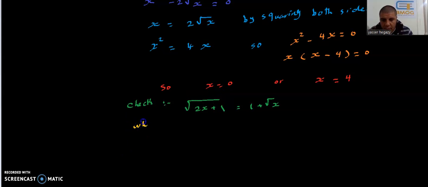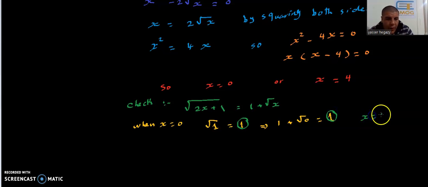So when x is equal to 0, the square root of 2 multiplied by 0 equals 0, plus 1 will be the square root of 1, which is 1. Here is the left hand side. Let's go to the right hand side. So it will be 1 plus the square root of 0, which is 1 also. So now we have 1 and 1. So x is equal to 0 satisfies the equation. Here is the first one.